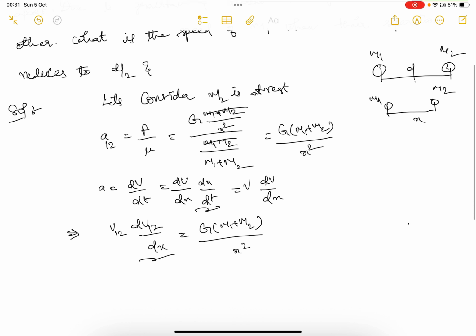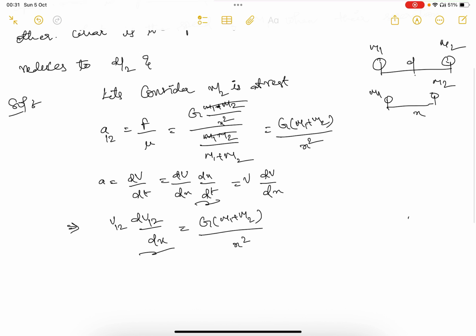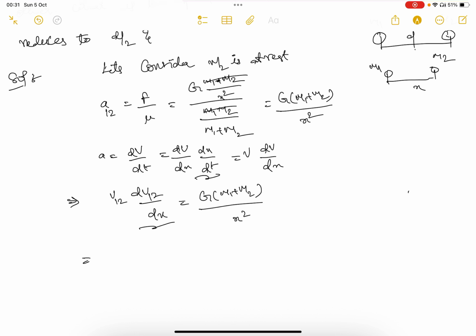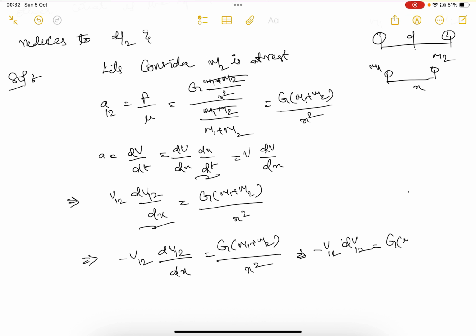So dv12 is positive, but dx is negative. The change in velocity is positive, but the change in position is negative, the distance is getting reduced, right? So for v12 dv12 by dx, there will be a minus sign, equal to G into m1 plus m2 by x square. So this is minus v12 dv12 equal to G into m1 plus m2 into 1 by x square dx.